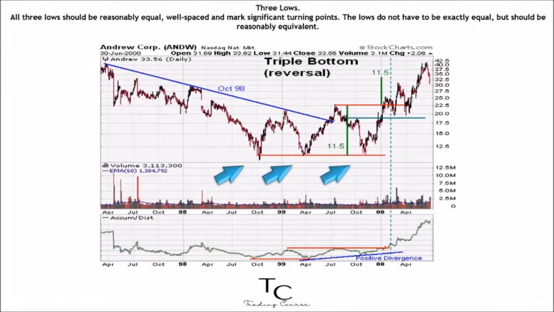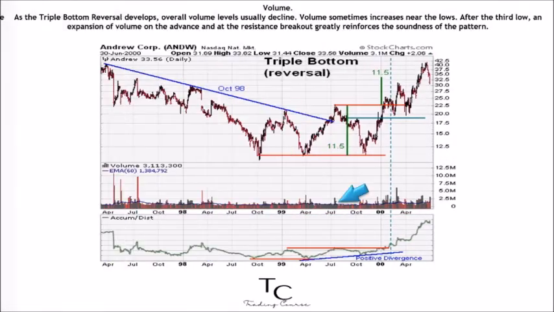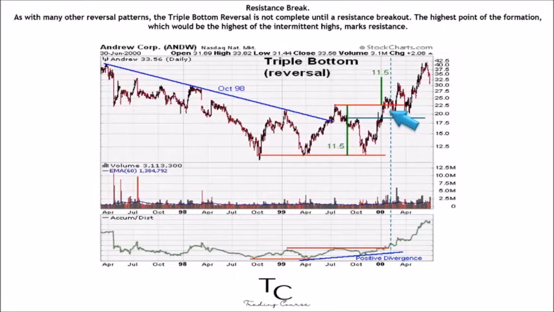3 lows. All 3 lows should be reasonably equal, well-spaced and mark significant turning points. The lows do not have to be exactly equal, but should be reasonably equivalent. Volume. As the triple bottom reversal develops, overall volume levels usually decline. Volume sometimes increases near the lows. After the third low, an expansion of volume on the advance and at the resistance breakout greatly reinforces the soundness of the pattern.